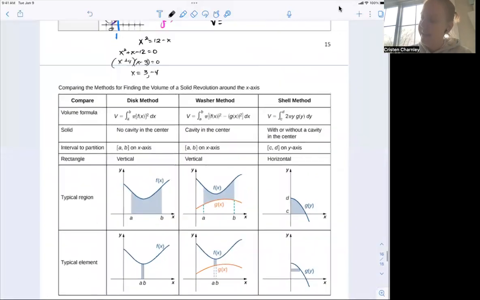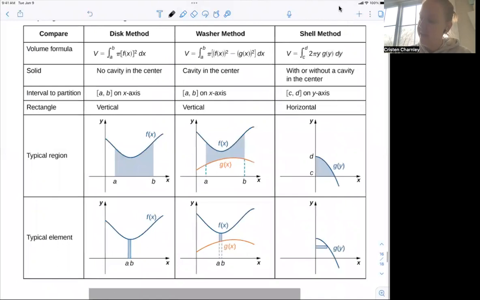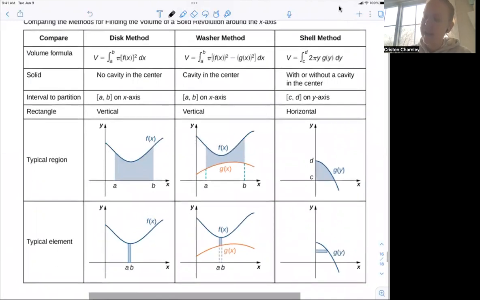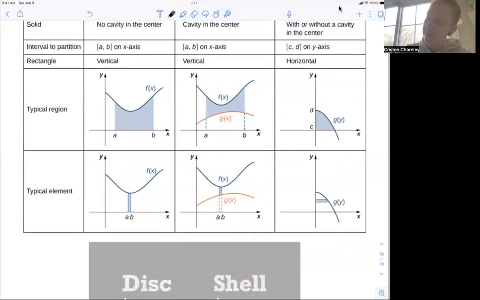Look at that. I did find this graphic online, though, that I liked because it compares the disk method and the washer method and the shell method, and it kind of puts everything together. Remember your typical element? That's Bob. This would be a dx. This would be a dx. If Bob goes side to side, this would be a dy.